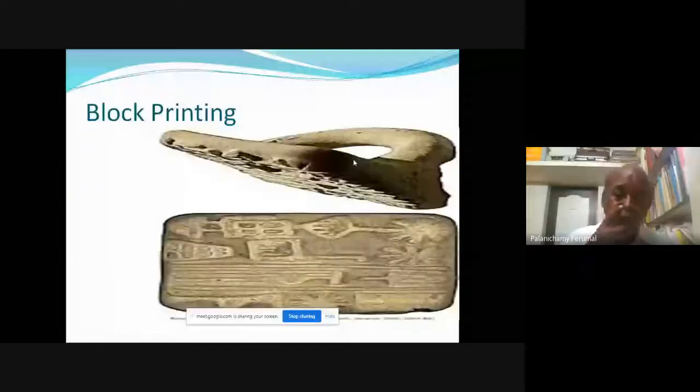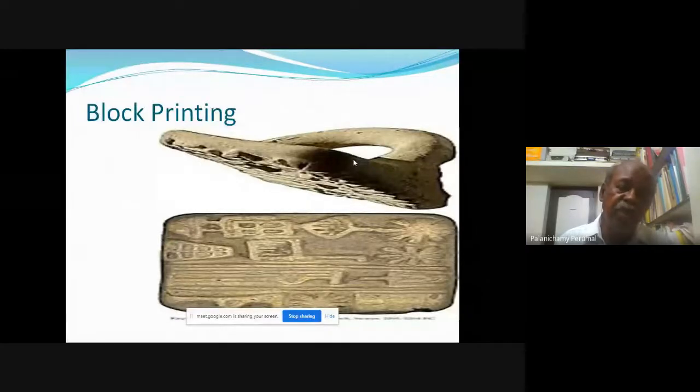So this is the block printing technique. The bottom is paper. The top is a plank. In that plank, it's a model only, they carved the letters. They apply the ink, and they press it on the paper.